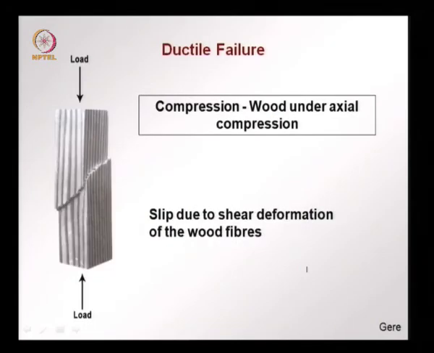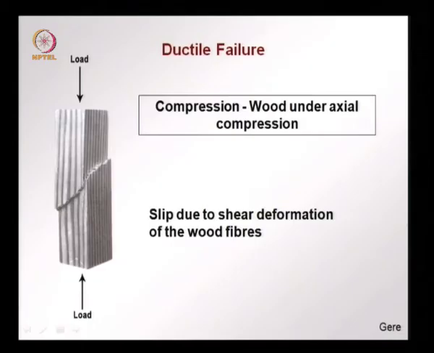Some other materials also exhibit ductile failure, that is, the failure is not sudden, but it is a gradual type of failure, and one example is the compression failure of wood, say in a strut. If you have a piece of wood like this, vertical lines that you see are the grains or the fibrous material. And what happens is, when you have very high compressive stresses, these fibers at a certain point kink and you have something like a shear zone forming.